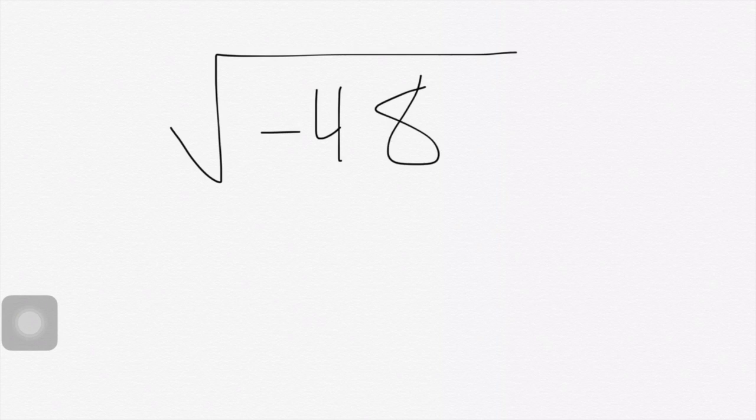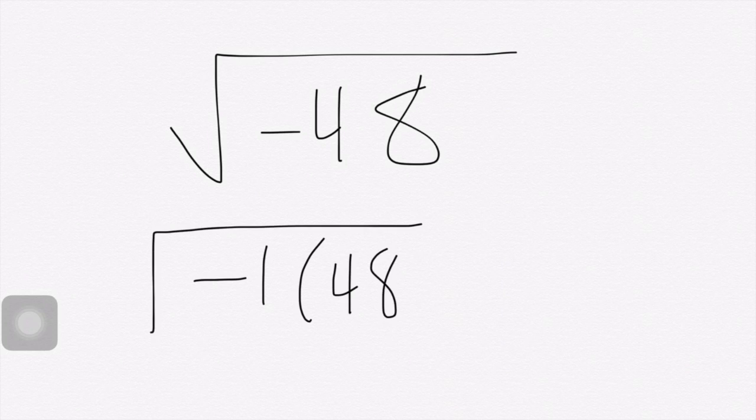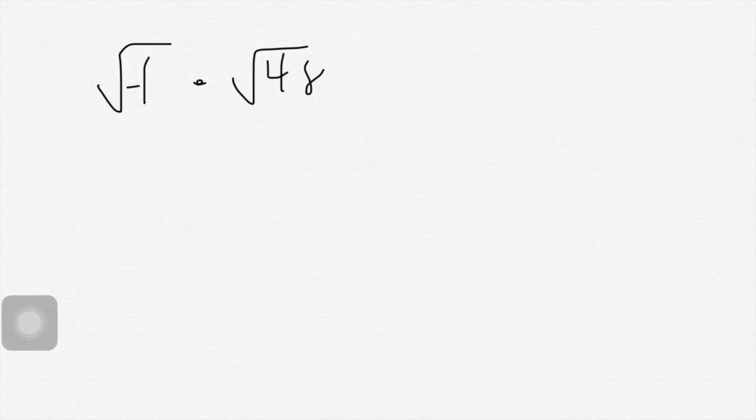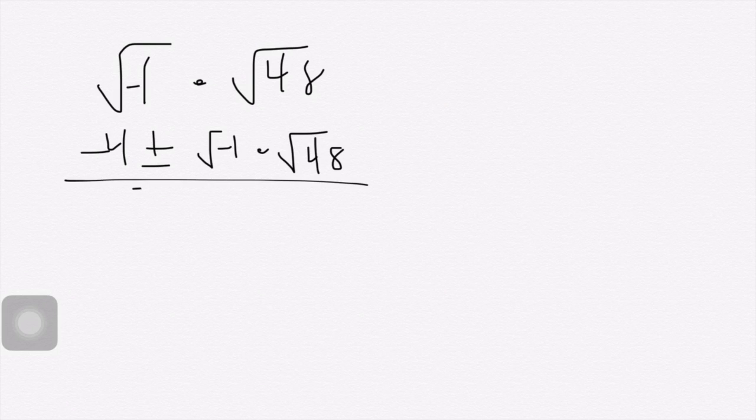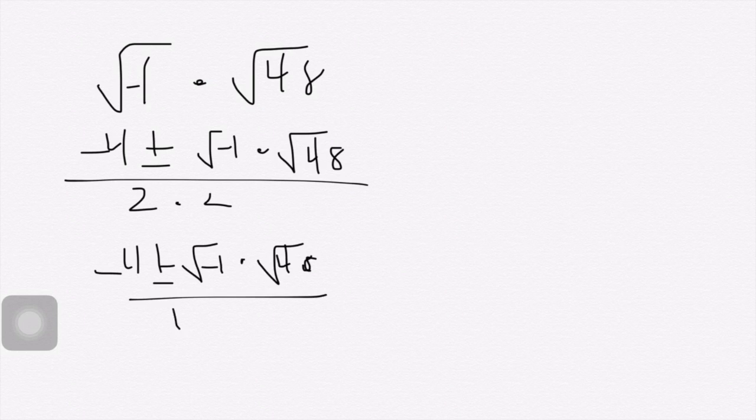Now we're going to rewrite negative 48 as negative 1 times 48 inside the square root. Now rewrite the square root as square root of negative 1 times square root of 48. Then go back to the quadratic formula and put it in as negative 4 plus or minus square root of negative 1 times square root of 48 over 2 times 2. 2 times 2 equals 4, which gives us negative 4 plus or minus square root of negative 1 times square root of 48 over 4.